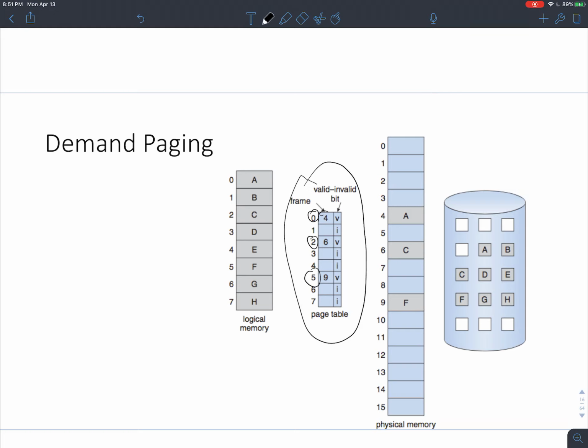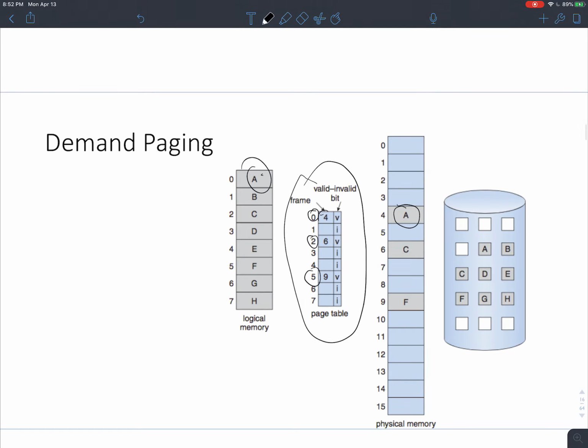In the page table, it tells us that the 0th virtual page is in the 4th frame of the physical memory. If we go to the fourth frame of the physical memory, we can find the content A, which is the same as this one.